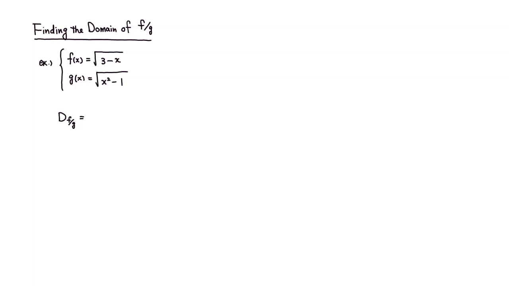First, we need to find the domain of each separately. So we have the domain of f. How do you find that? We have the square root, so we have to make sure that the stuff inside the square root is non-negative. So we have 3 minus x is greater than or equal to 0.